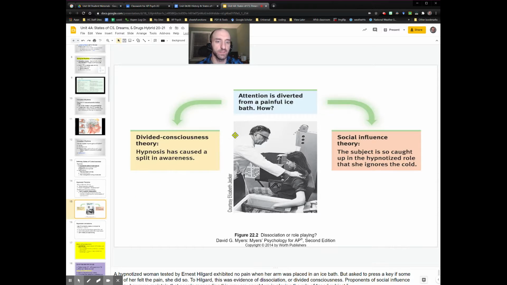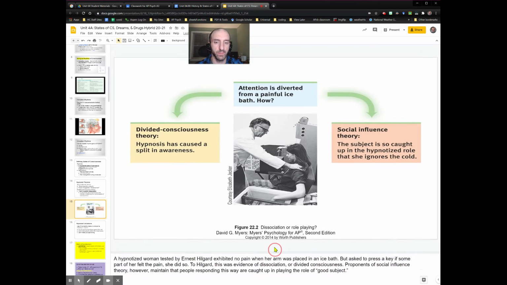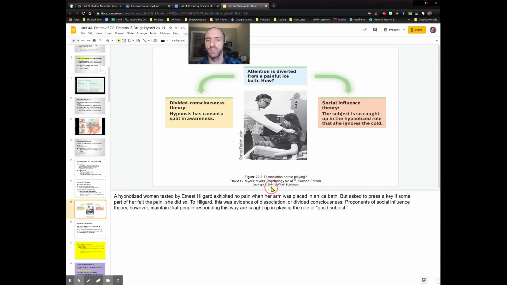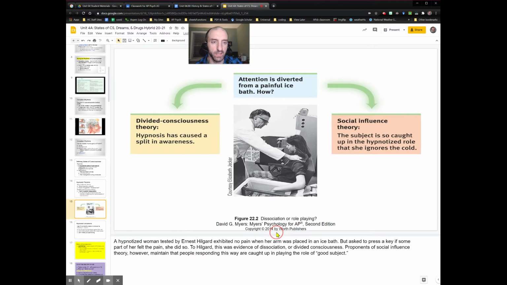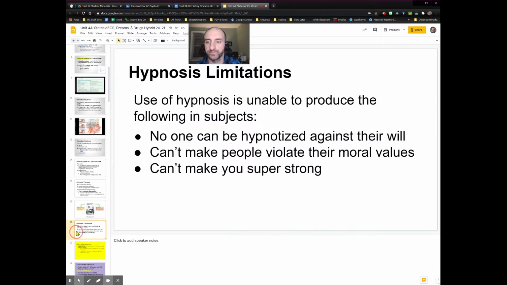So there's one of the experiments, and you can see down here at the bottom, a hypnotized woman tested by Ernest Hilgard exhibited no pain when her arm was placed in an ice bath, but asked to press a key if some part of her felt pain. She did so. This was evidence of dissociation or divided consciousness. Proponents of social influence theory, however, maintain that people responding this way are caught up in playing the role of good subject. It's like, what was that from Unit 1? I can't remember the name off the top of my head. But they just had people jamming their arms into ice baths.